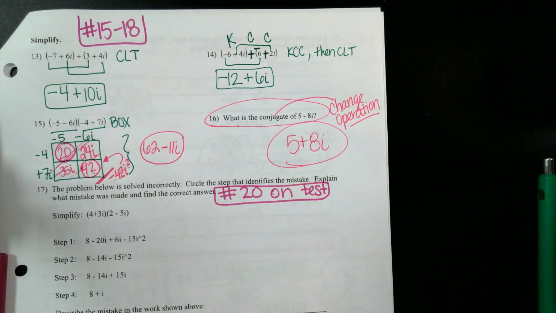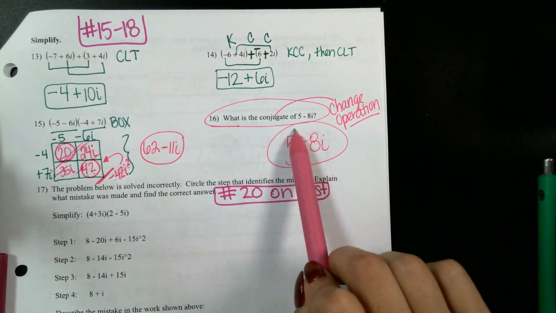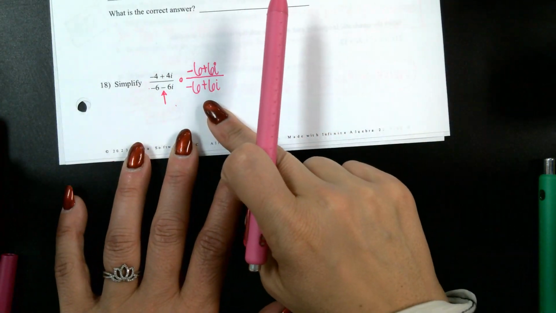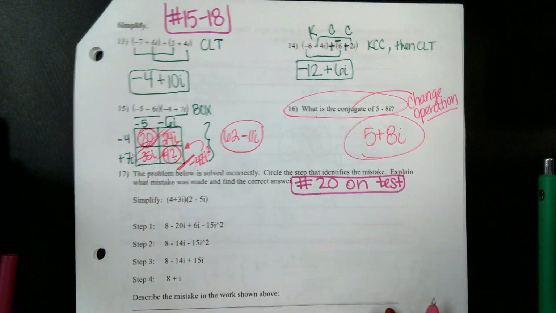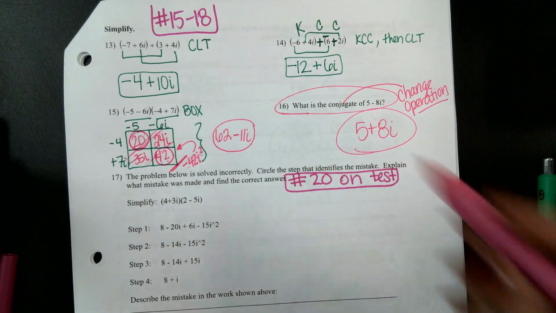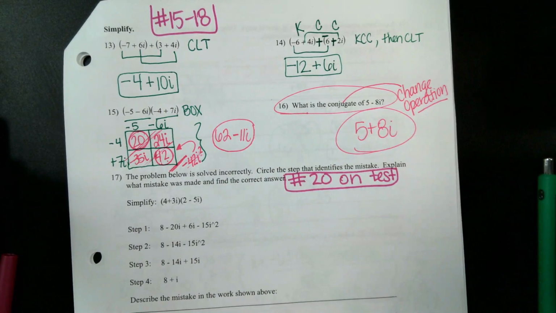Now see on your test, see how this is number 16 here? On your test it's number 18, and guess what number 19 is? The division problem, where you have to use the conjugate because they're setting you up for it. On the review, there's a problem in between it. But yeah, 16 will help you with 18, or 18 will help you with 19 on your test.